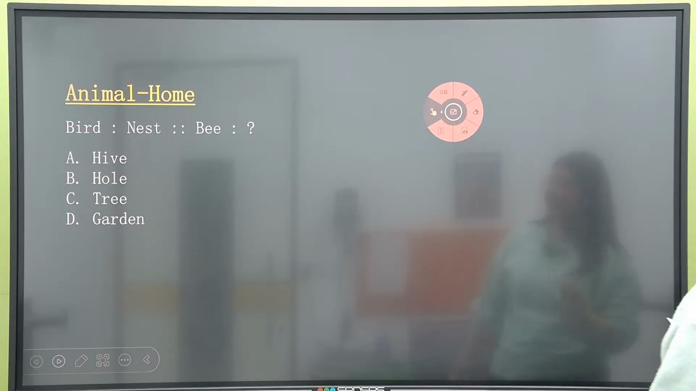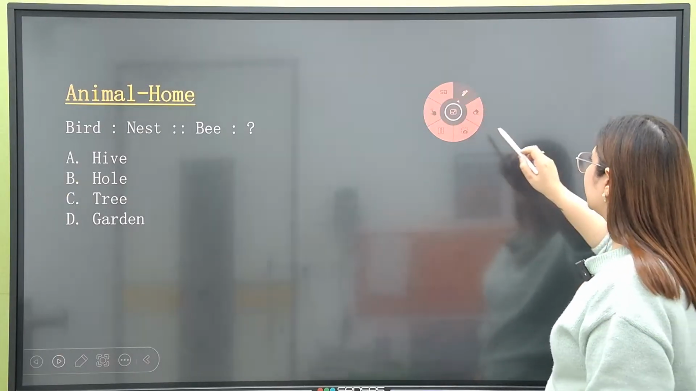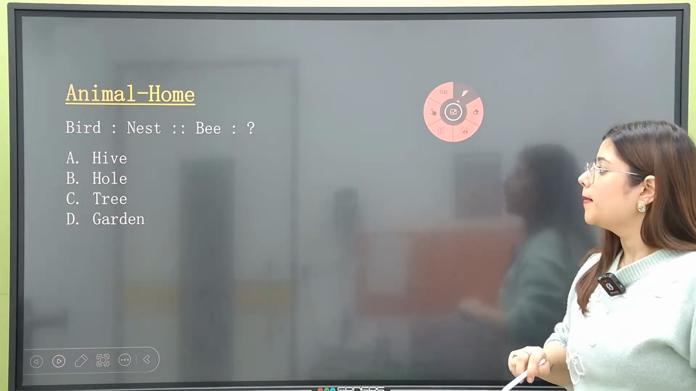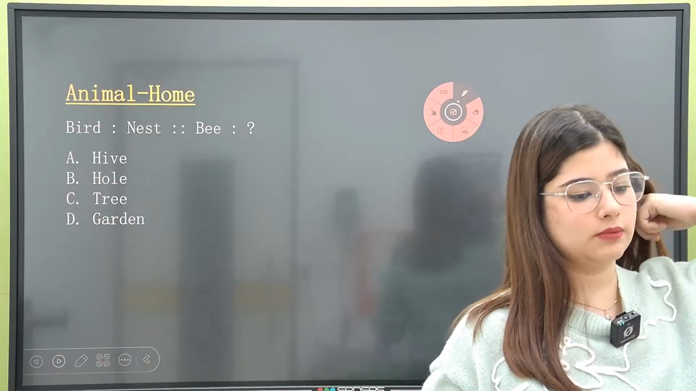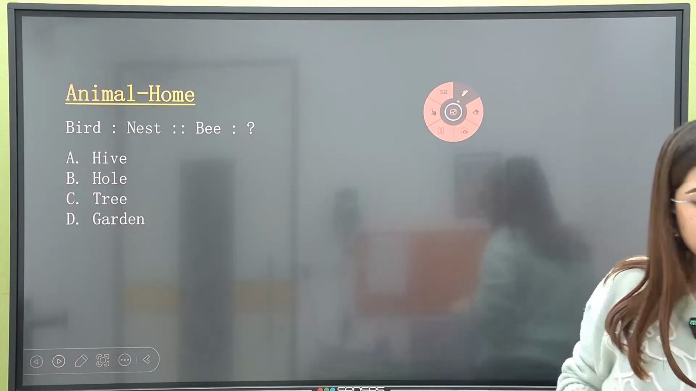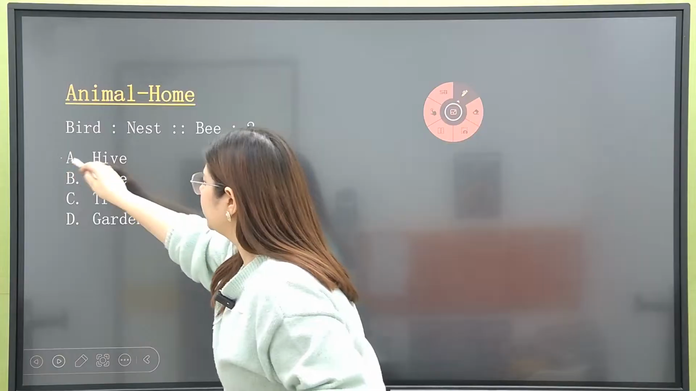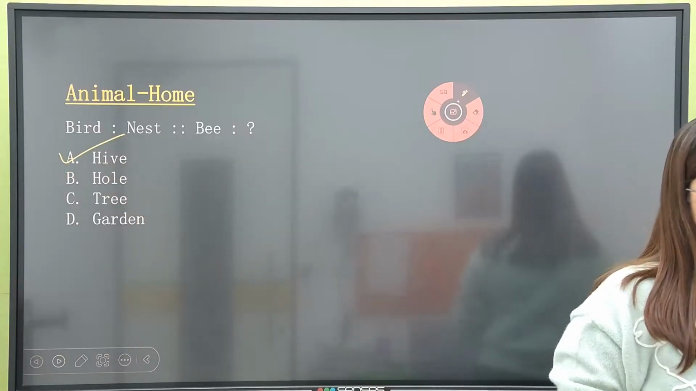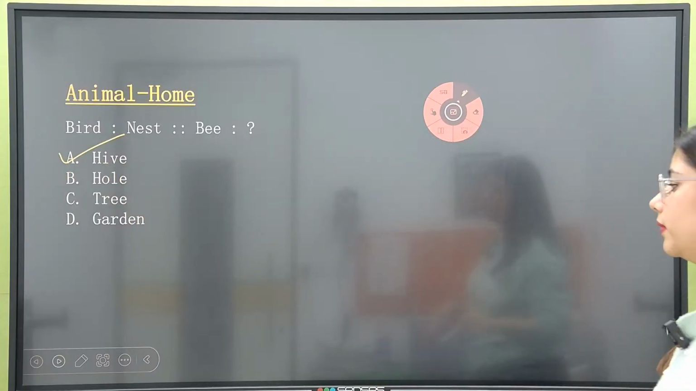Bird is to nest, such as bee is to... Bird is to nest, such as bee is to. So beehive would be the correct answer. Hive. So, animal and its home.